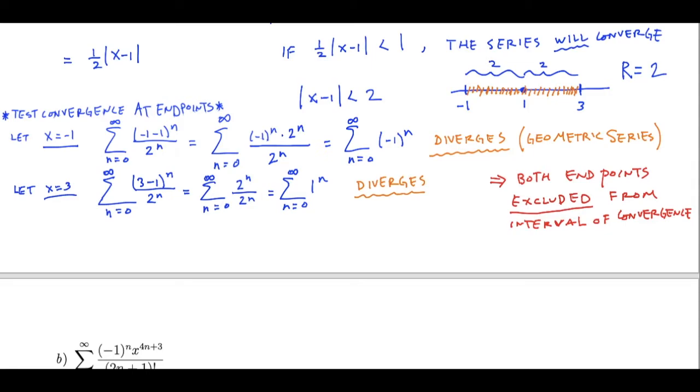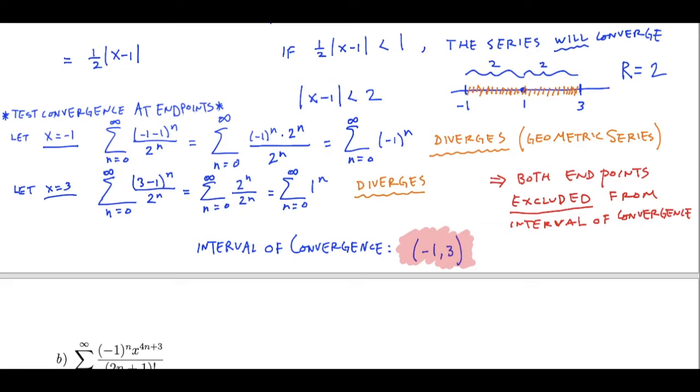And I can once again conclude that that particular endpoint needs to be excluded from the interval of convergence because the resulting series does not converge. Therefore, both of these endpoints are excluded, and my final interval of convergence will be the open interval from negative 1 to 3. So the main takeaway from this example is just demonstrating, hopefully reminding you of the process of applying the ratio test to determine the interval of convergence of a power series.